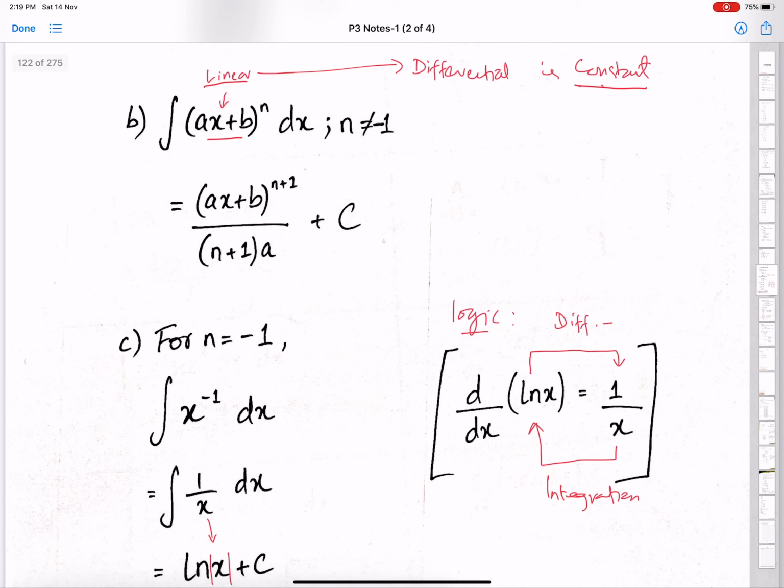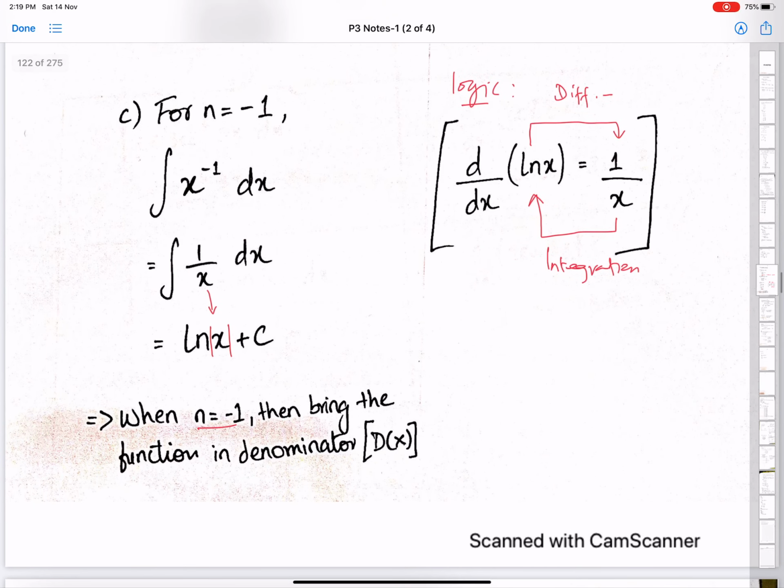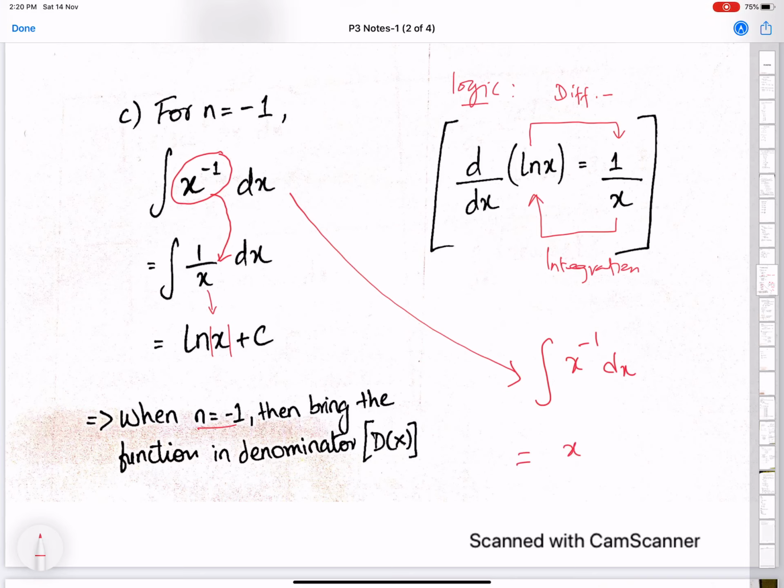Now what if a power is -1? So how to integrate this function? Well, first you need to bring this function in denominator. You cannot integrate this function in numerator, because if you integrate this function in numerator, then this function will become infinite. See, x to the power minus 1 dx. If I use this method to integrate this function, then I will get 0 here, and the entire thing is infinite. So never integrate a function when the function has power minus 1 in numerator. Always bring the function in denominator first and then integrate it.